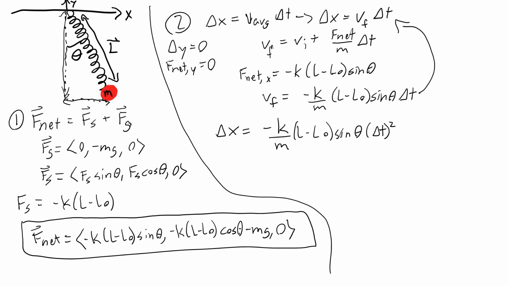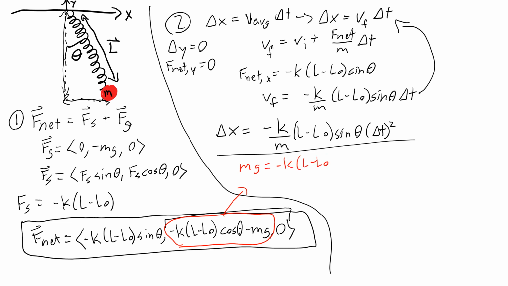But luckily, what I brought up earlier about the net force in the y direction being equal to 0 is going to come in handy here. If I write down under here, our net force in the y is 0, and we already know what the y component of force is, which we got right here. Let me use a different color. We're going to use this right here. And since it's 0, we can set mg equal to negative k (L minus L naught) cosine theta.